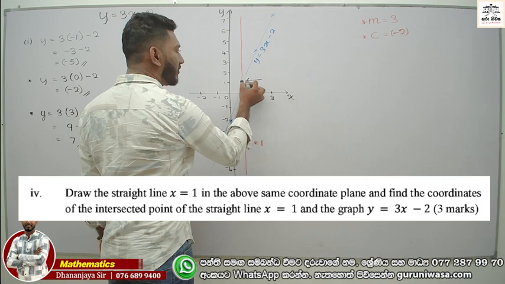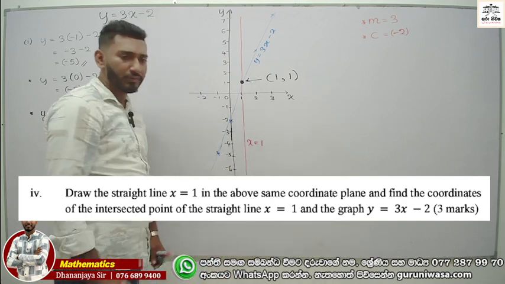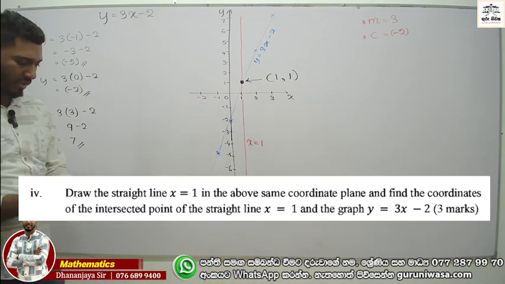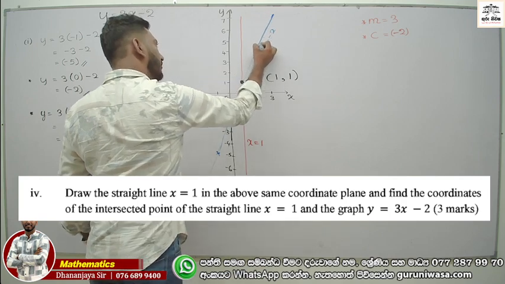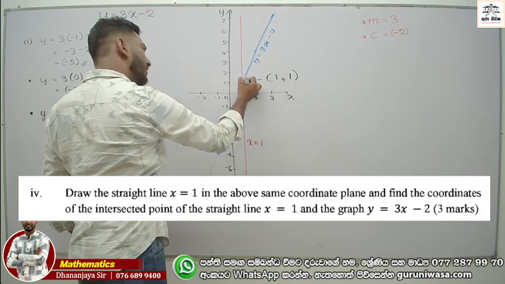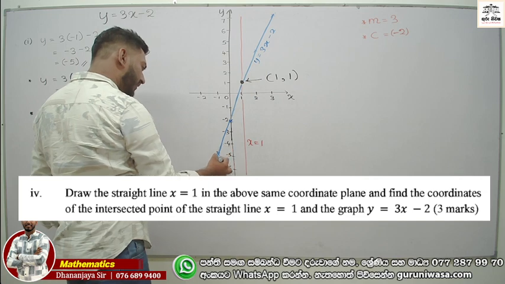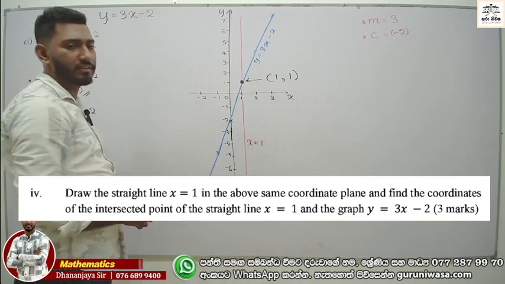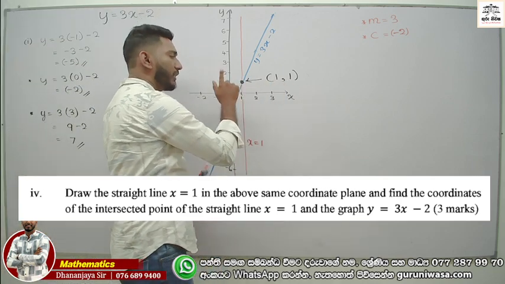Therefore, what is the coordinate? 1 and 1. 1 and 1, right? And this is a graph, and that graph and the x equals 1 line intersect at the 1, 1 coordinate. That's the 1, 1 point. And this is the intersection point.